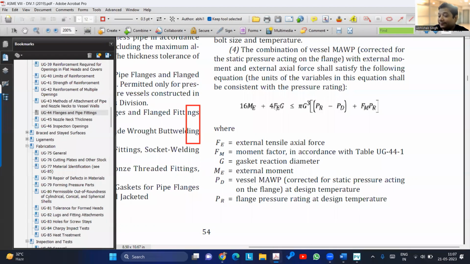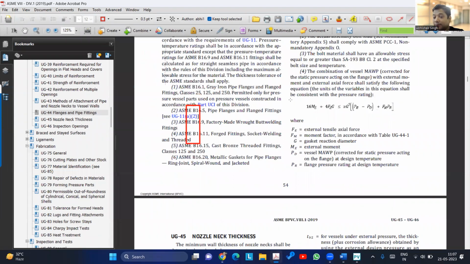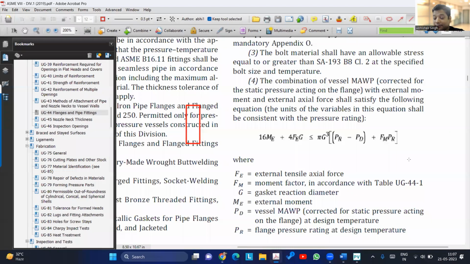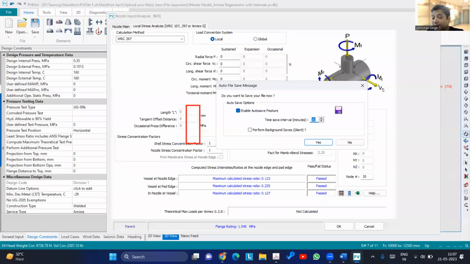FE is the tensile axial force, which we call P, the radial load. And no other forces or moments are taken, like FL or FC or MT. These three are not present. So basically, that is the conclusion, that they don't have an impact.